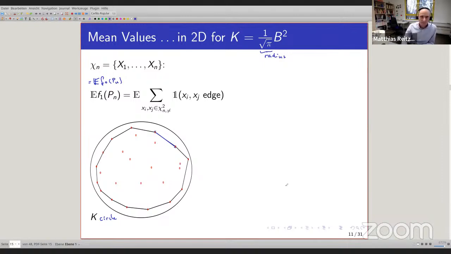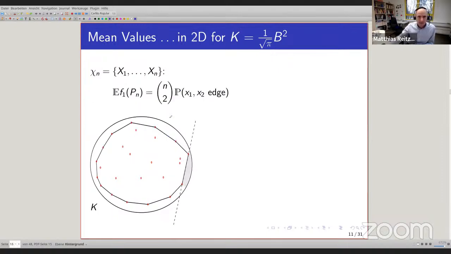You plug the expectation inside, and the expectation of the indicator function gives you a probability. So you sum up over the probability that all pairs form an edge, and you have n over 2 possible pairs here. So you just take 2 arbitrary points, for example x1 and x2, and you have to calculate the probability that these 2 points form an edge, and then you multiply by n over 2 because there are n over 2 pairs. And this is, in fact, what you have to evaluate to get the expected number of edges.